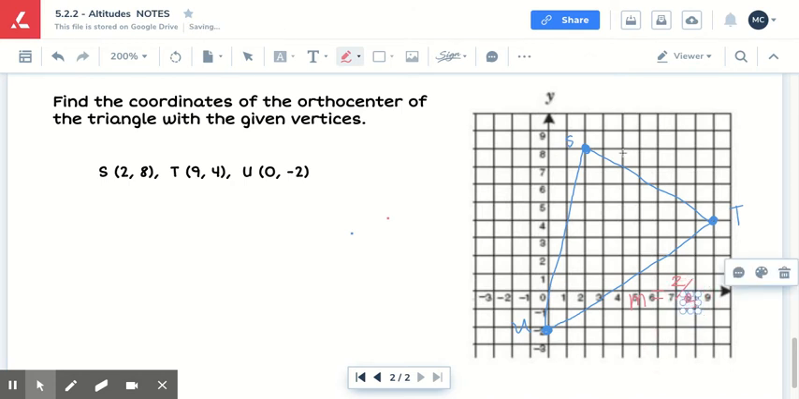The slope of the altitude from S to this line would have to be the opposite reciprocal of that, so negative 3 over 2. So I'm going to start at this point here, and count down 1, 2, 3, and to the right 2. Then do that again, 1, 2, 3, to the right 2. And then I'll connect those.